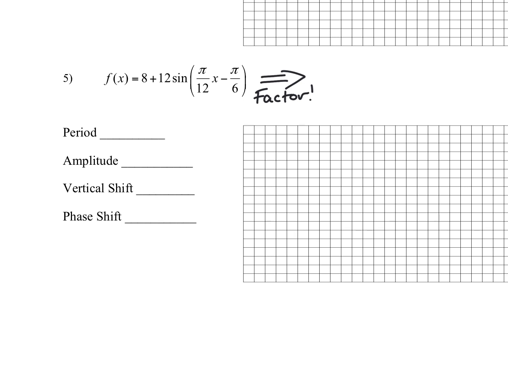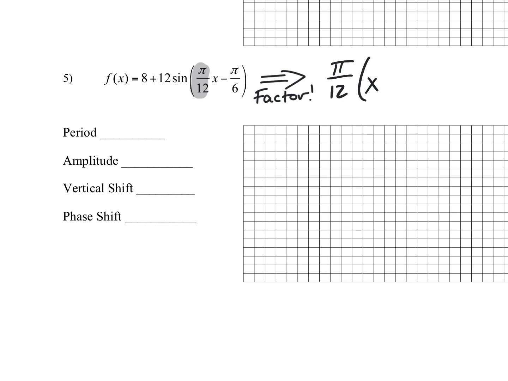So here we have an example where we have a sine function. f of x equals 8 plus 12 sine quantity pi over 12 x minus pi over 6. First thing I need to do is deal with this term here. We are going to factor that pi over 12 out, and that's going to allow us to more accurately identify the phase shift. We always want our phase shift to be in this form, x minus or x plus.